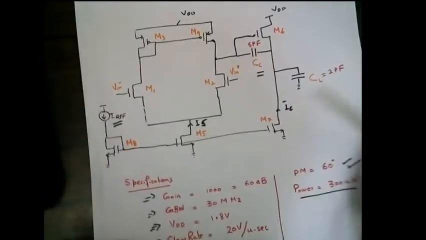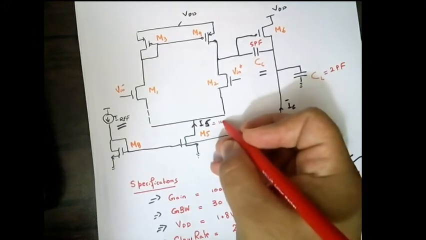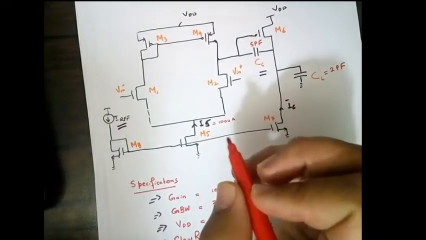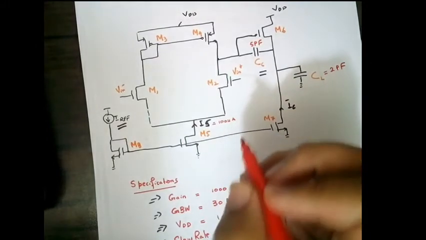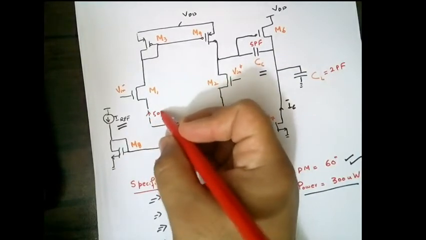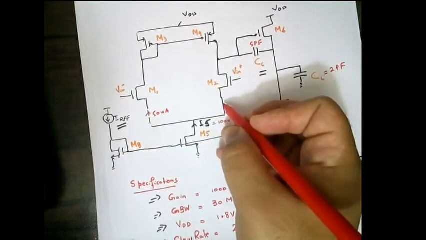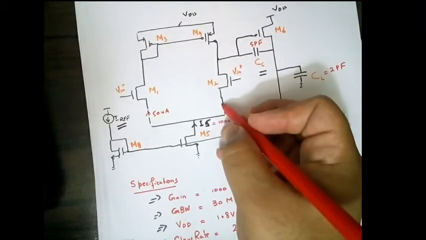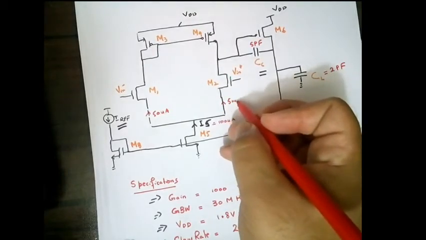So if we want to put it, this I5 is equal to 100 microamps. If we find this I5 as 100 microamps, we can say this current moving from here is 50 microamps, and this current from here is basically also 50 microamps.